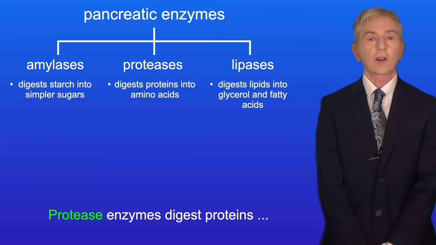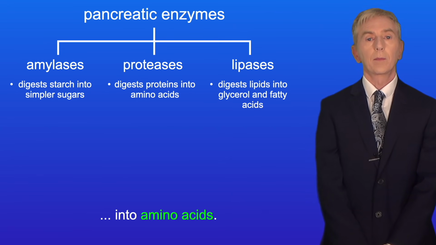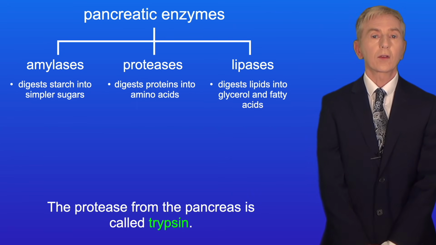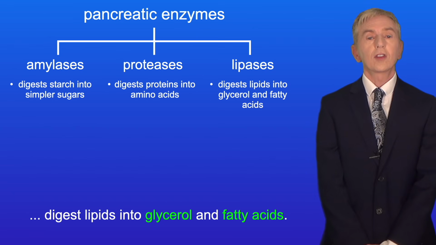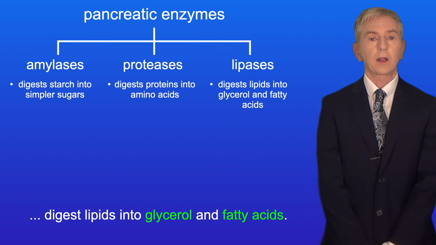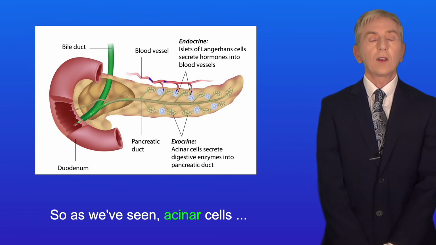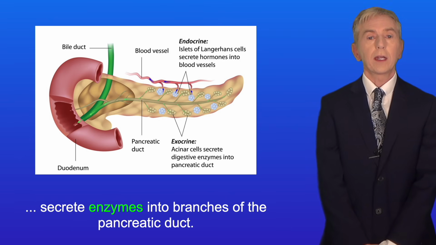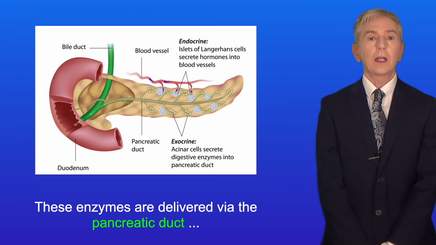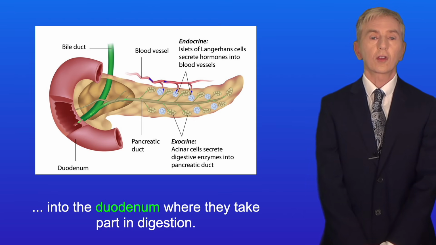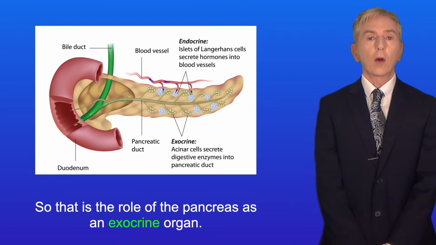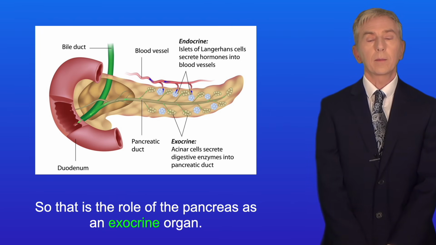Protease enzymes digest proteins into amino acids, and the protease from the pancreas is called trypsin. And finally, lipase enzymes, such as pancreatic lipase, digest lipids into glycerol and fatty acids. So as we've seen, acinar cells secrete enzymes into branches of the pancreatic duct, and these enzymes are delivered via the pancreatic duct into the duodenum, where they take part in digestion. So that's the role of the pancreas as an exocrine organ.